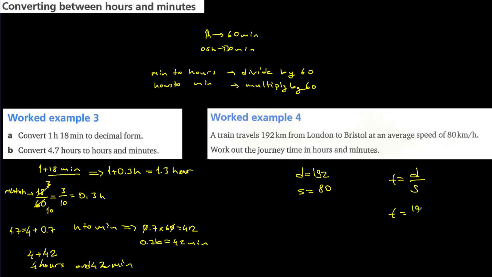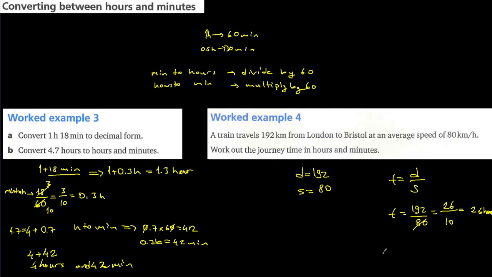and the time is going to be equal to 192 divided by 80. Both numbers are divisible by 8. If you divide 80 by 8, it's going to be equal to 10, and 192 divided by 8, it's going to be equal to 24. I think 26 it should be, as I remember. Yes, it should be 26. So it's equal to 2.6 hours it's going to take.